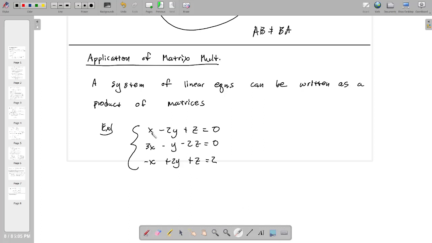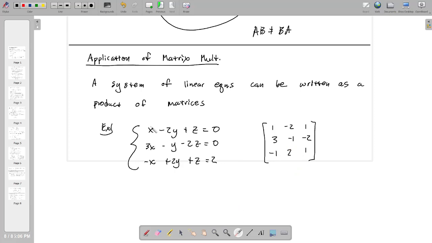So remember, we can write out a coefficient matrix that would have entries that are the coefficients of the left sides of the equations of this system. So our coefficient matrix in this case would be 1, negative 2, 1, 3, negative 1, negative 2, negative 1, 2, 1. So we would have something that looks like this. This is the coefficient matrix.